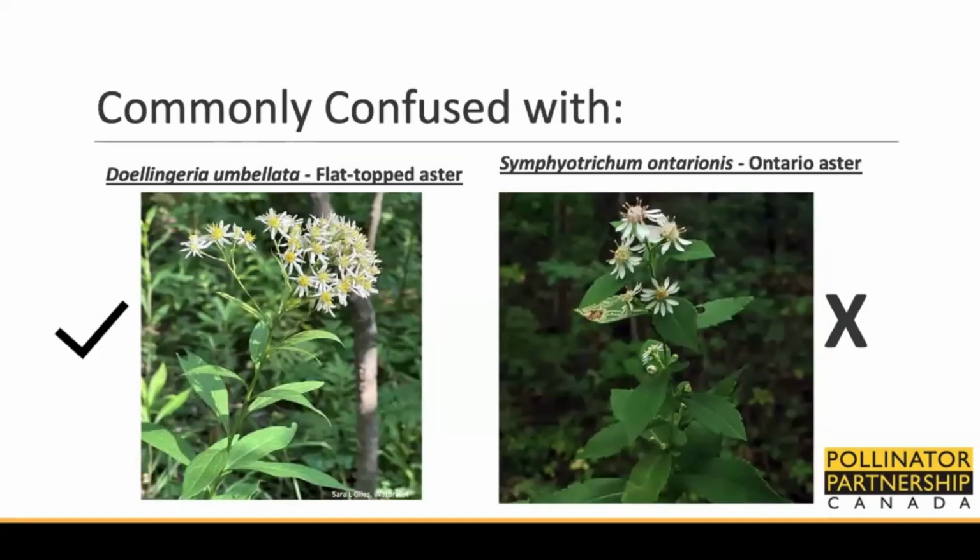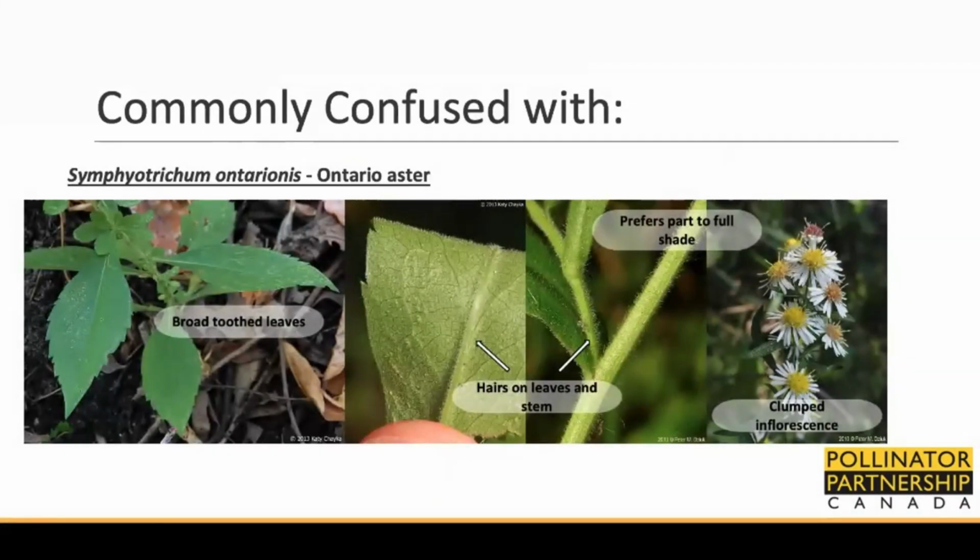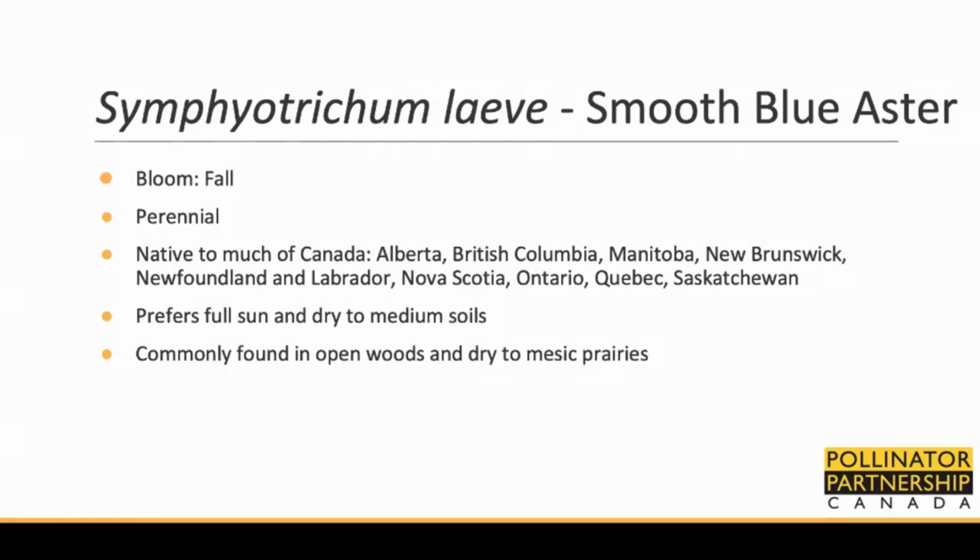Here are the two species side by side, flat-topped aster and Ontario aster. Ontario aster is not the only aster that looks similar to flat-topped aster. Between these two species, there are a lot of big differences. The Ontario aster has clumped inflorescences, as you can see in the picture on the right. It's also got broad-toothed leaves that don't have that clasping look.